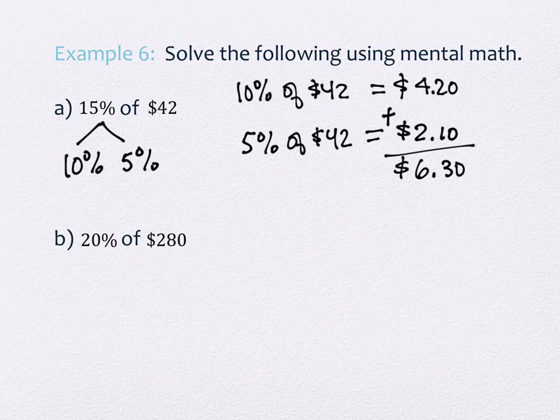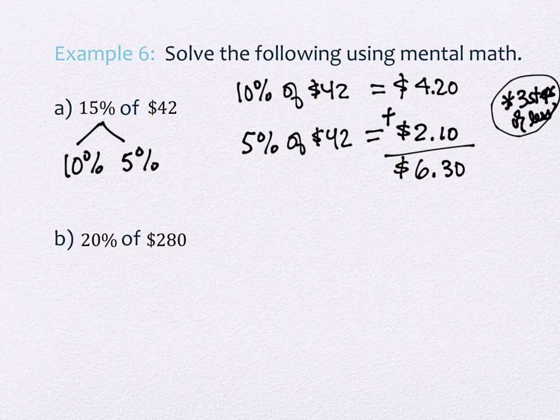I think that it's reasonable to say that you could do those 3 things in your head. You could move a decimal to get 4.2. You could take 4.2 and divide by 2. And you could add 4.2 and 2.1 together. You could do that in your head. Here's the kicker that you need to know. Mental math needs to be 3 steps or less.